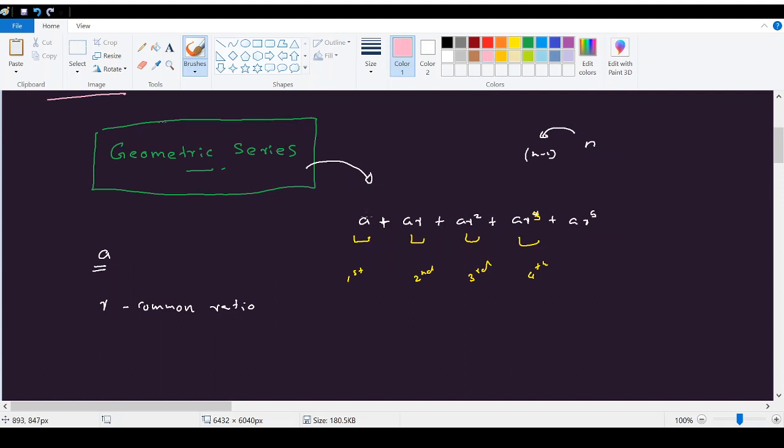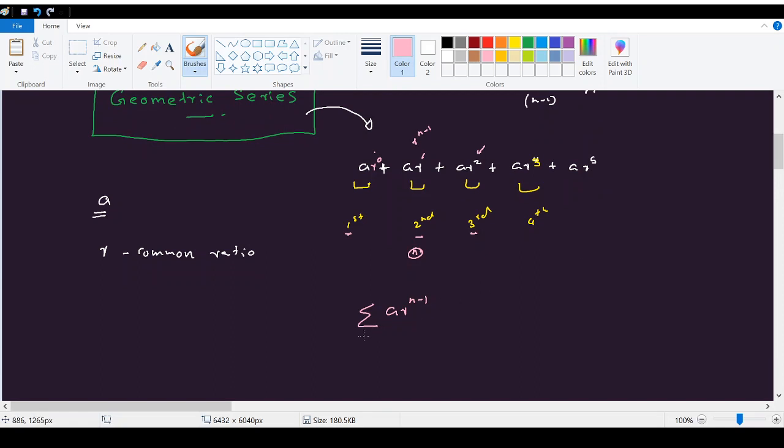Now see here, 1 means r to the power 0. Here you have 1, here you have 0, here you have 2, here you have 1, here you have 3, here you have 2. So whatever the number you have here, you have r to the power n minus 1. That's a special thing that you should notice. By considering all these properties, we can simply write down the sigma notation of a given geometric series.